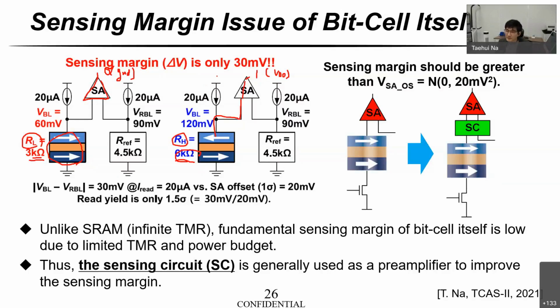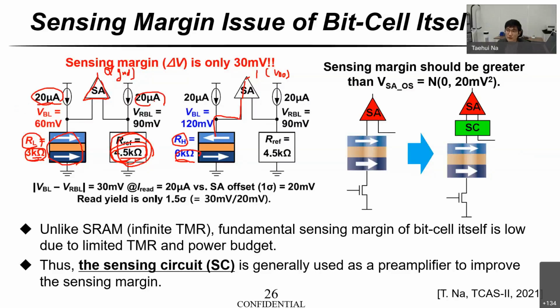How is it possible to distinguish between the low resistance and high resistance? The reference resistor is required, which is exactly the half between the RL and RH, which is 4.5 kilo ohm. And in this case, because of the power budget and not to make the read disturbance, the maximum allowed current value is 20 microampere. So let's just think about the voltage value. The resistance is 3 kilo ohm, 4.5 kilo ohm, and the current is 20 microampere.